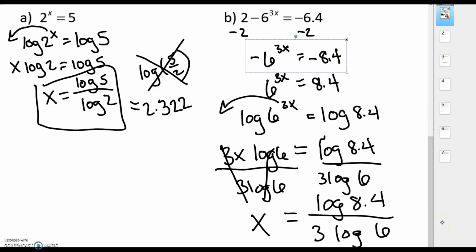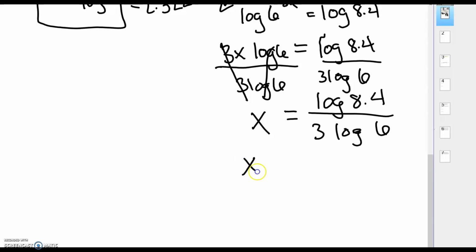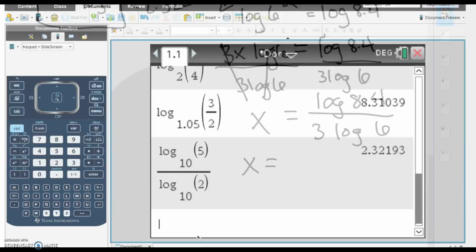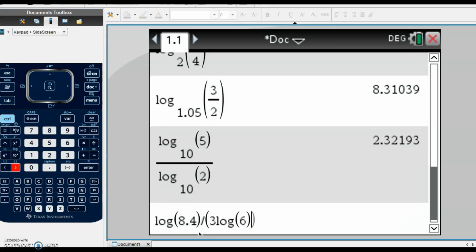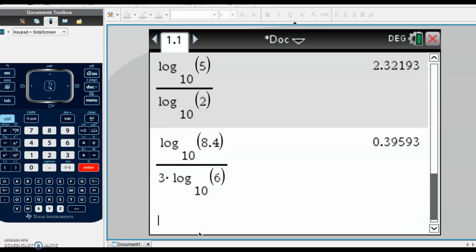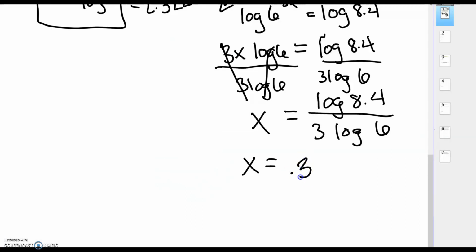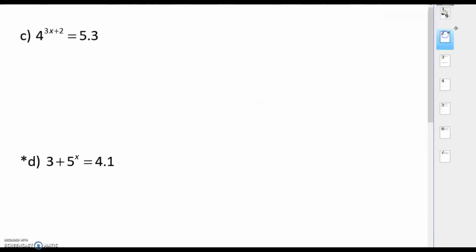And if we want to know what that is as a decimal, we can plug it into the calculator and do log of 8.4 divided by 3 log of 6 and get 0.396. So this is my exact and this is my simplified, or my approximate answer.